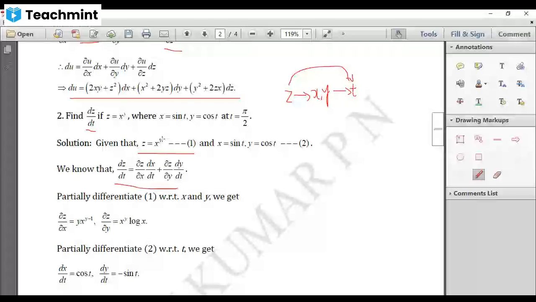What is the derivative of x to the power of n? We know that it is n into x to the power of n minus 1. So by that result, this is of the form ∂z/∂x = y into x to the power of y minus 1. Okay. Now let us differentiate this with respect to y.